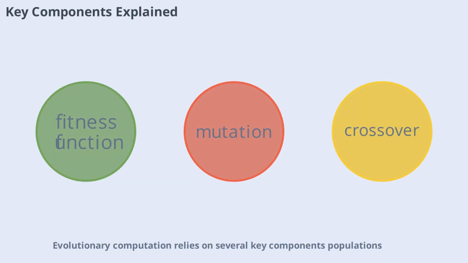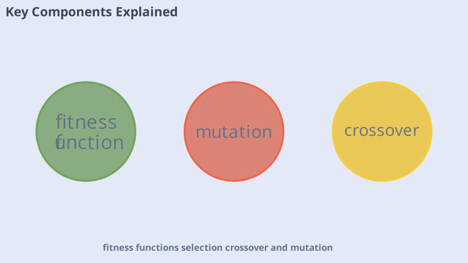Evolutionary computation relies on several key components: populations, fitness functions, selection, crossover, and mutation. A population is a group of potential solutions. The fitness function evaluates how well each solution performs. Selection chooses the best candidates, crossover combines them, and mutation introduces random changes. These steps are repeated over many generations, gradually improving the solution. In biological research, these components allow us to mimic the evolutionary process and explore how traits develop and spread.